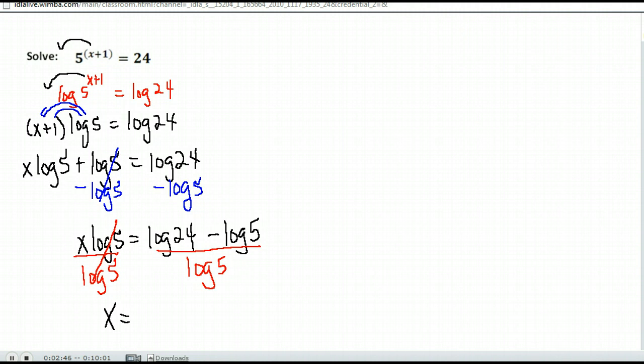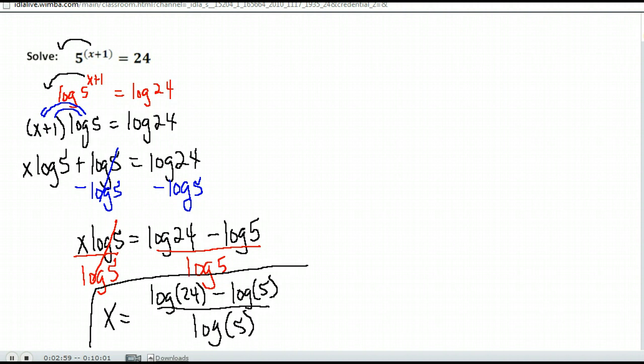So my answer is x equals, and I'll put my parentheses like I should have the whole time, the log of 24 minus the log of 5, divided by log 5. Now if we wanted to find the decimal answer, we would just put that into our calculator and then use rounding. However, this is our exact answer for this problem: log 24 minus log 5 divided by log 5.